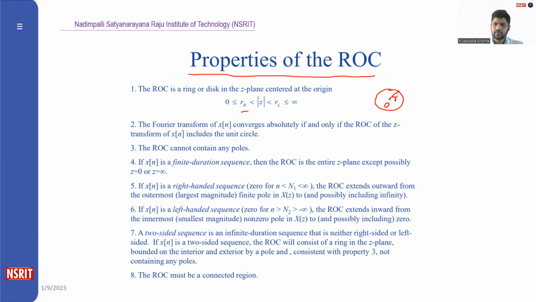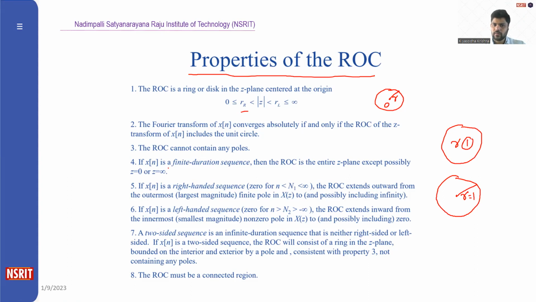The second property is that the Fourier transform of x of n converges absolutely if and only if the ROC of X of Z includes the unit circle. Including the unit circle means we can take r equal to 1. This is the circle, and r equal to 1 is the radius. And the ROC cannot contain any poles.